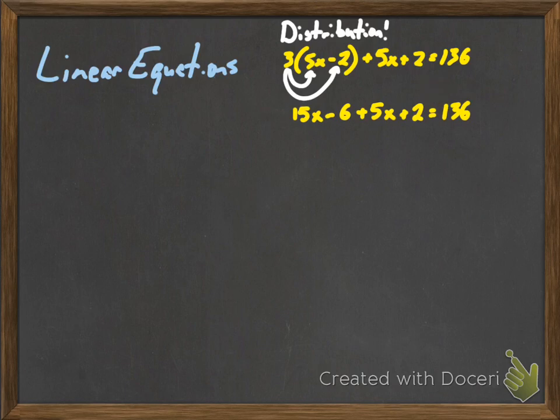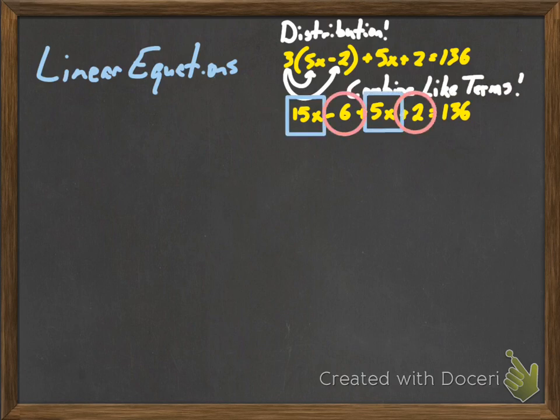Now I can combine like terms. What are my like terms? We have these terms with x to the first power, and then we have these constants here, negative 6 and 2. What about this constant over here? It's on the other side of the equation, so we don't have to worry about that yet. We will combine that in a few minutes. We're just going to combine the like terms on this side of the equation. That leaves me with 20x minus 4 equals 136.